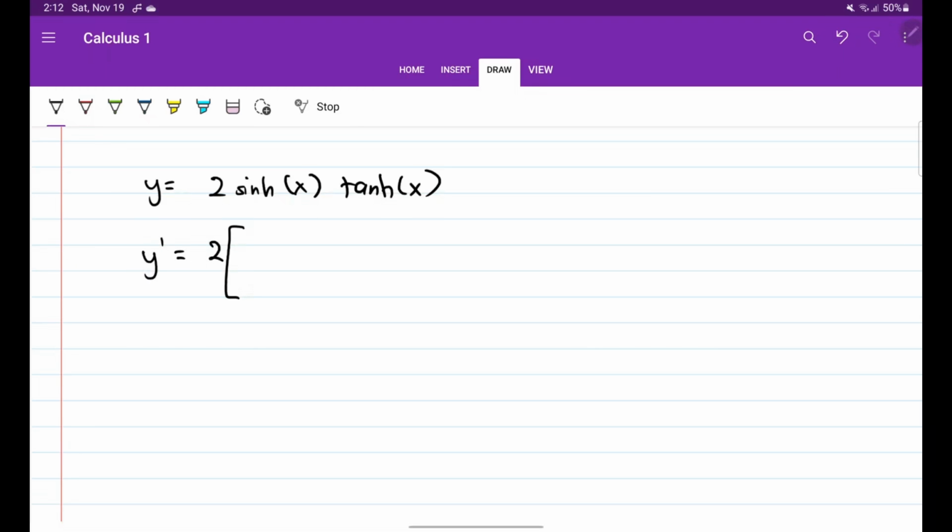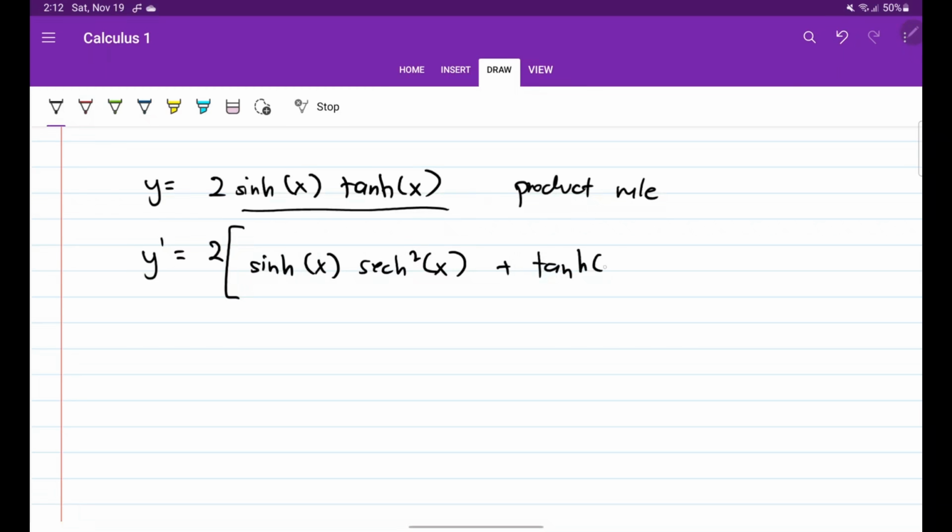Then again, we will use the product rule. Okay, so d left right times d right left. No? So, kopyahin natin, sinh x, derivative ng tanh x is sec squared x. Plus, kopyahin natin yung right, so tanh x times derivative ng sinh x, which is cosh x. Okay? So, here, we can try and simplify.